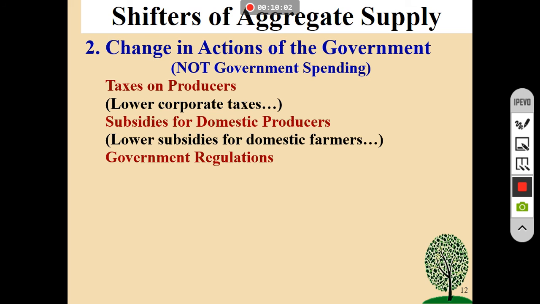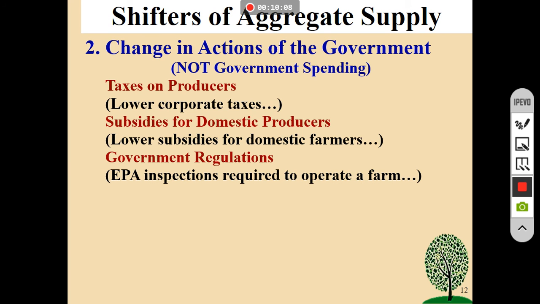Government regulations plays a big role in actions of the government. So say the EPA tightens up requirements for farmers, right? So now there's more regulations on what they can use and how they can do stuff. That's going to decrease aggregate supply, right? So the tighter government regulations are, the less aggregate supply. The looser they are, the more aggregate supply.